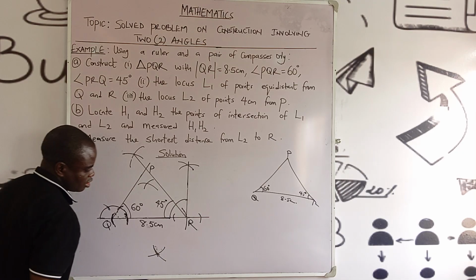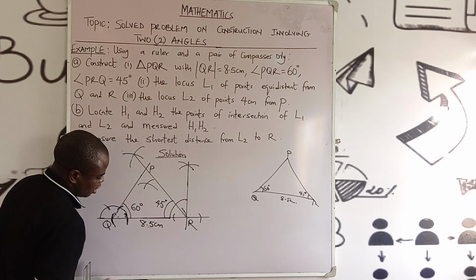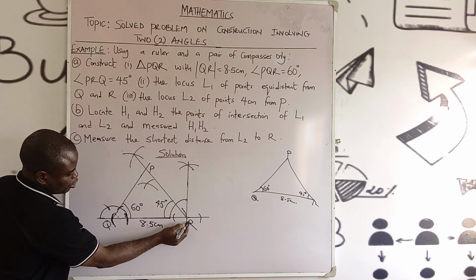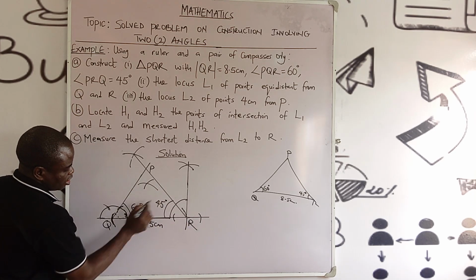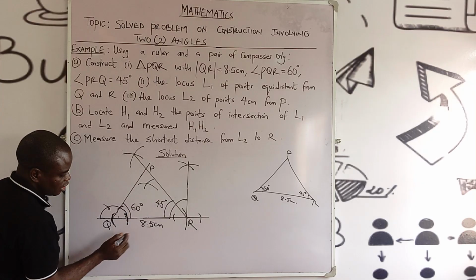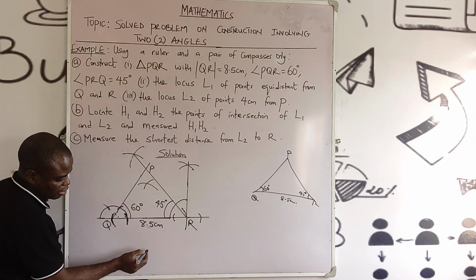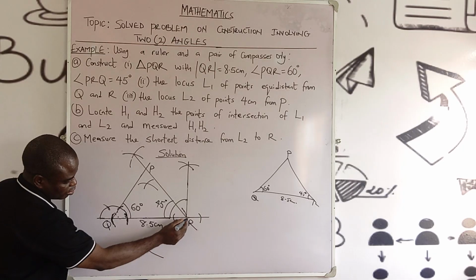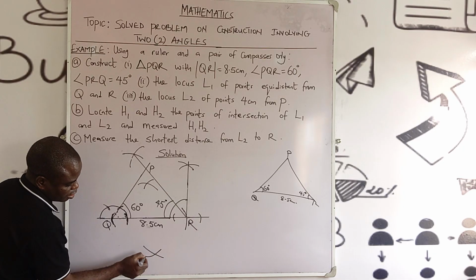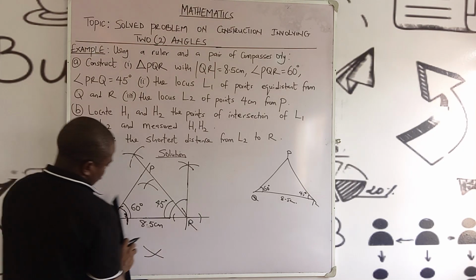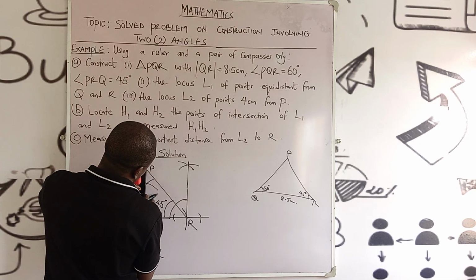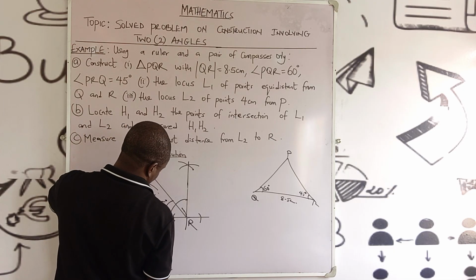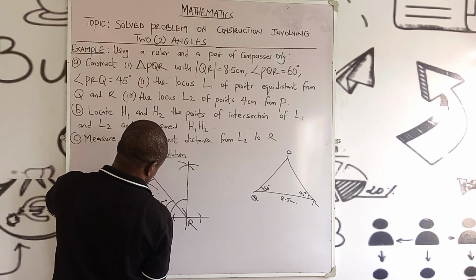Okay, we are trying to get the line equidistant from Q and R. When you bring your compass here, bisect here, bring it here, bisect with the same radius. Don't extend the compass from here, turn it the other way around. Bisect here, from here, bisect here likewise. Now join the points of intersection together.